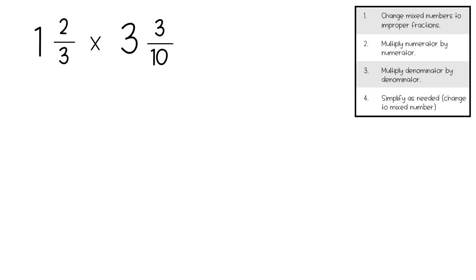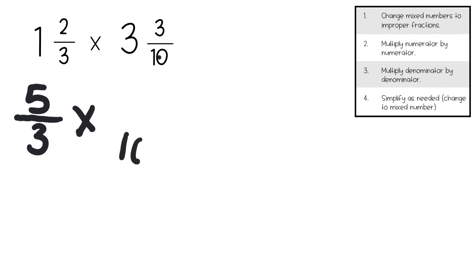Okay, let's try another one. Now we're multiplying a mixed number by a mixed number, and my steps are exactly the same. Our first step is we need to change mixed numbers to improper fractions. We can do that. 1 2/3. We know my denominator is going to be thirds. We know that 3 times 1 is 3, plus 2 more is 5. So 1 2/3 is the same thing as saying 5/3. Then 3 times 10 is 30, plus 3 is 33.